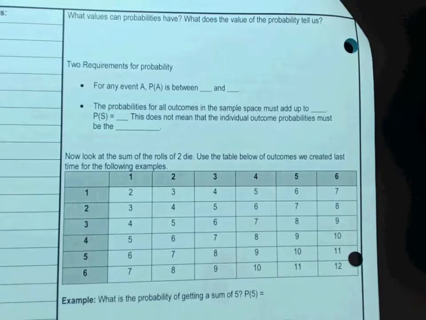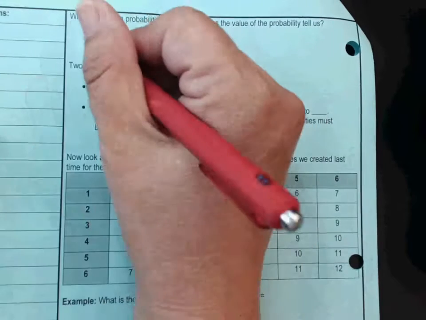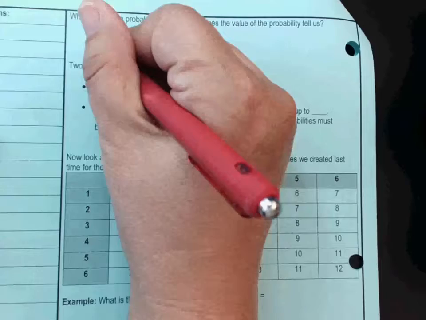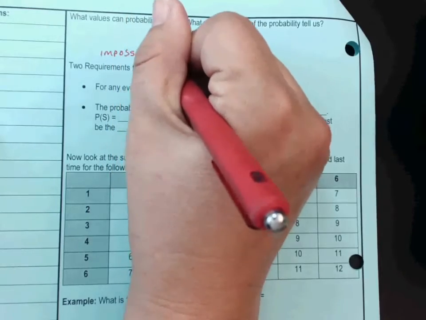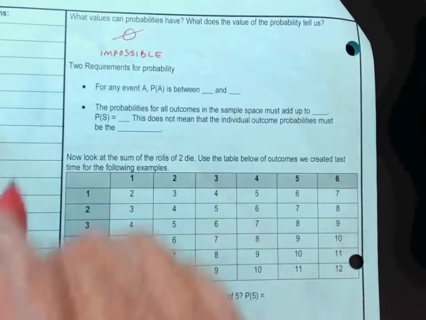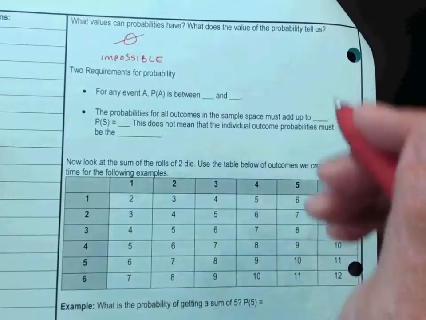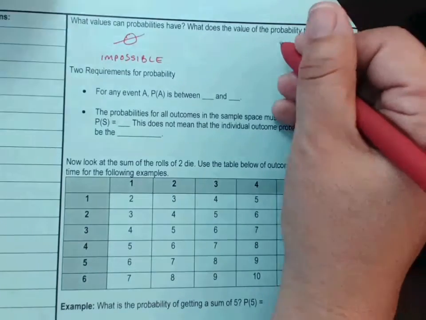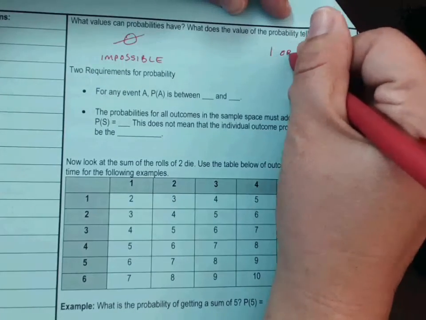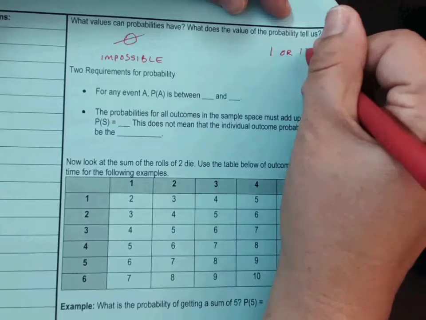So we're starting page 2 of your notes, and what values can probabilities have? Well, if something's impossible, what probability? The probability is 0. All right? Can't happen. And if something is 100% for sure, the probability is 1 or 100%.